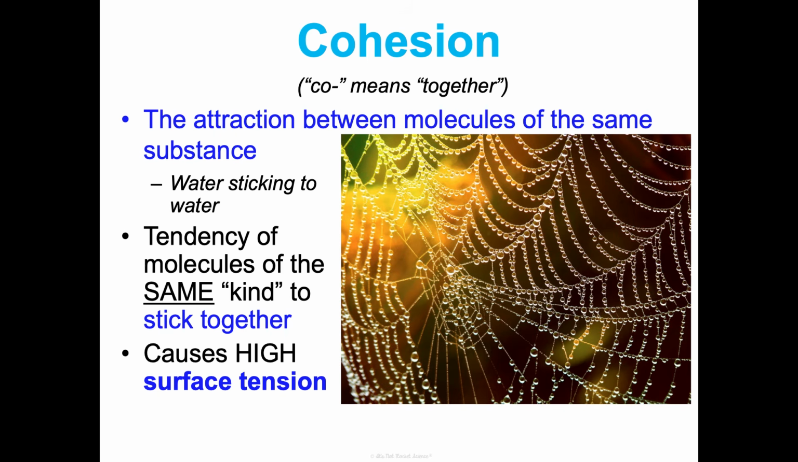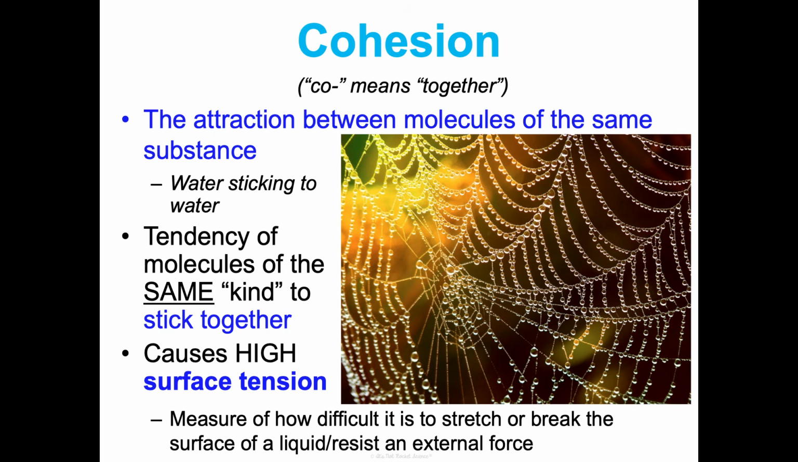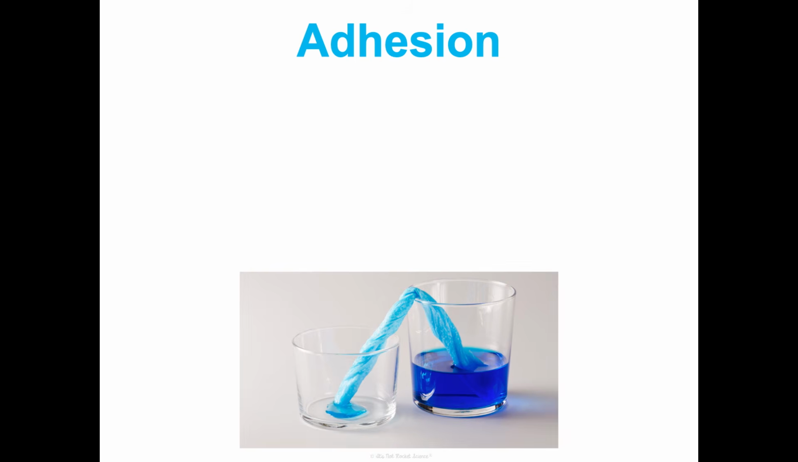What this creates is something called a high surface tension. Surface tension is a measure of how difficult it is to stretch or break the surface of a liquid, and its ability to resist an external force. This is important, and we'll look at a visual of this in class together. Another property of water is adhesion, which we also see in this picture.